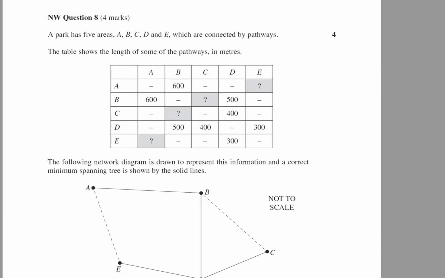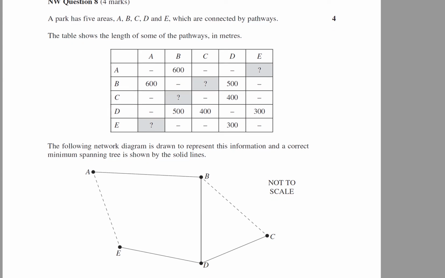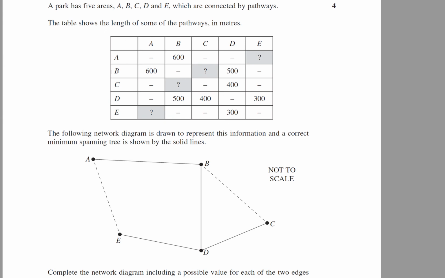Now we have another question here. A park has 5 areas, A, B, C, D, and E, which are connected by pathways. The table shows the length of some of the paths in meters. So if I substitute the values in there, A to B is 600, so I can put that here. I've got B to A 600, which is fine. B to D is 500. C to D is 400. And E to D is 300. So that's how you get your values from the table and put it on your diagram.